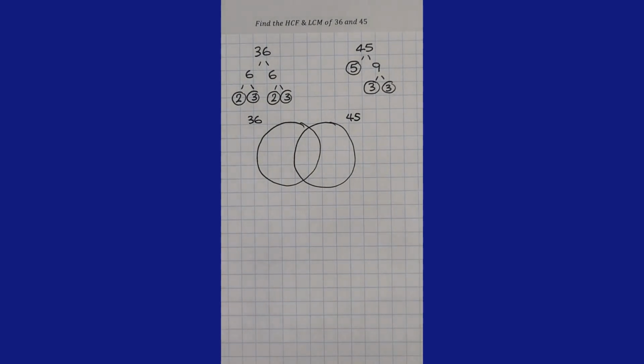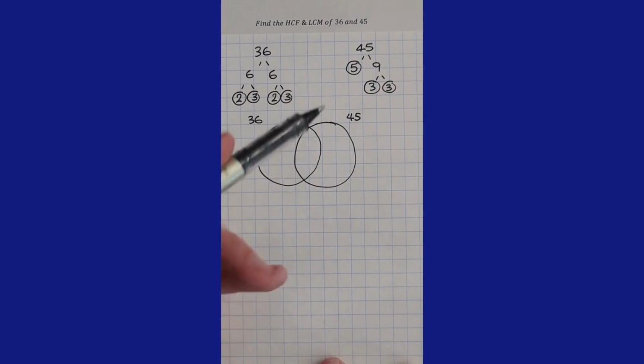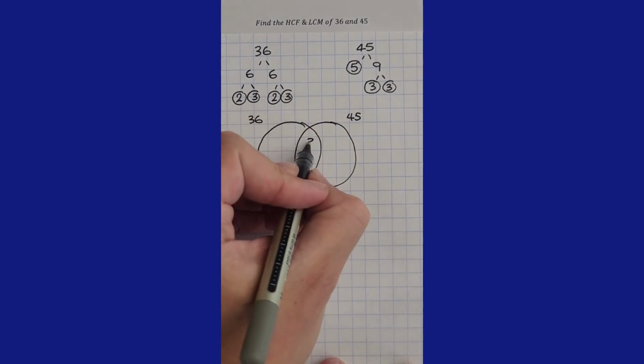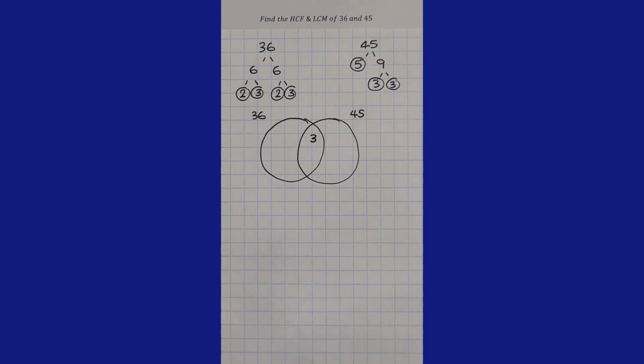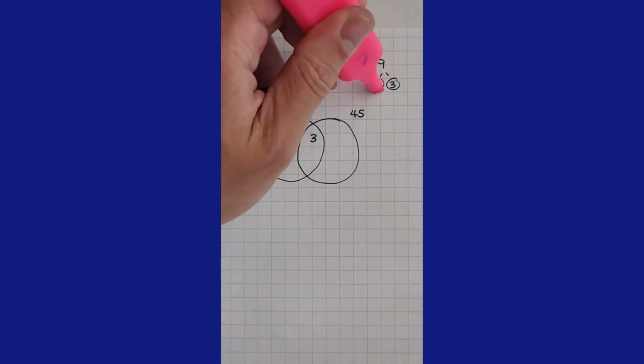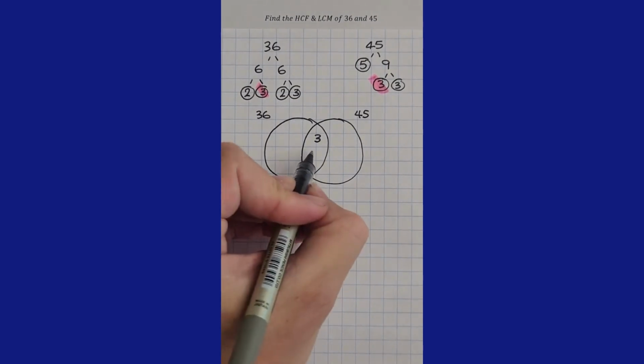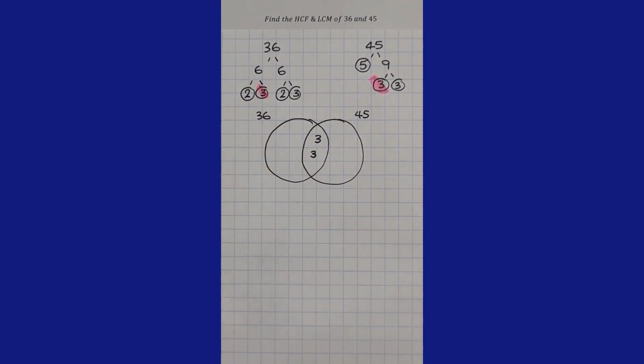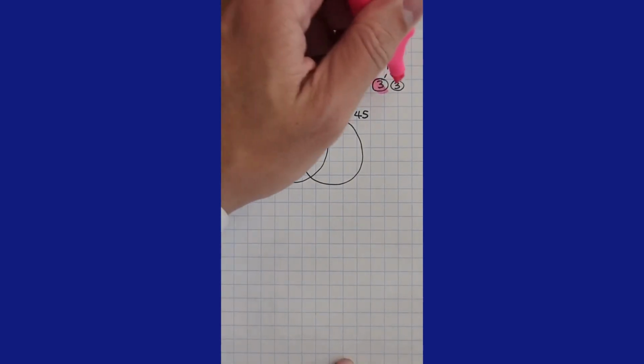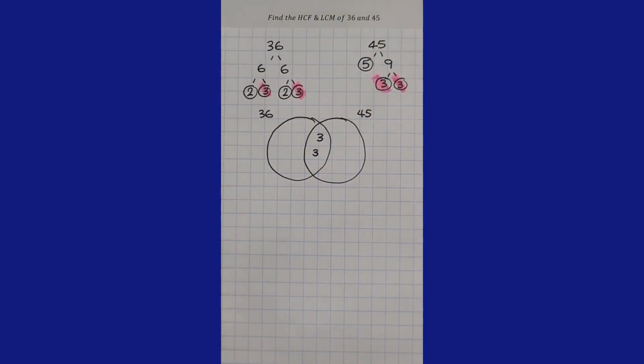First things first, are there any numbers that appear in both? Well, if I put a 3 in here, because I can see there's a 3 that overlaps, what I can do is I can take a 3 from here and I can take a 3 from here. But I can also see there's another 3 they both share. So what I can do is if I put another 3 in the middle, then I've taken this 3 from both of them again, because it's in the overlap.